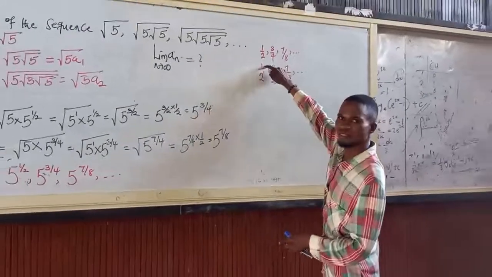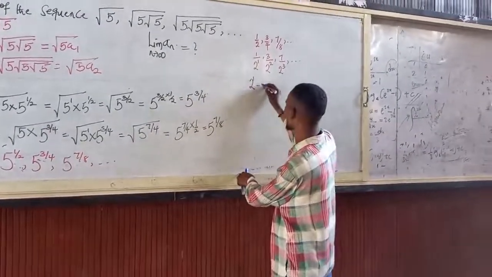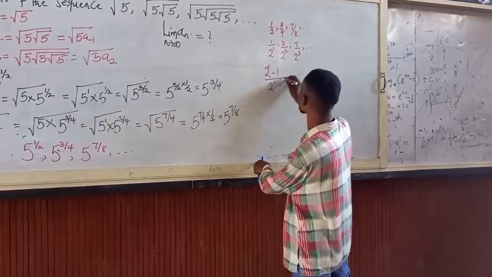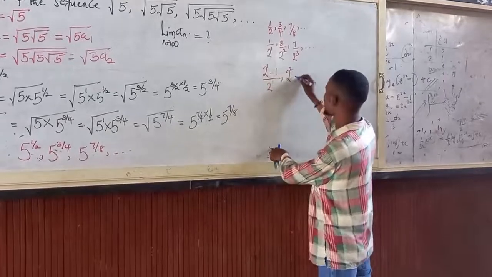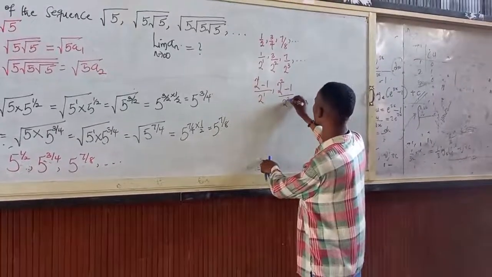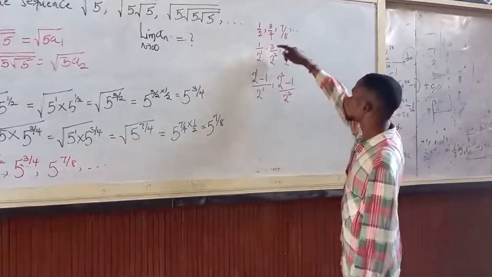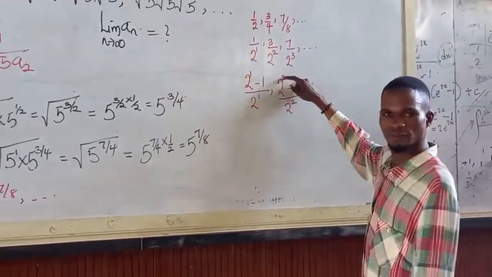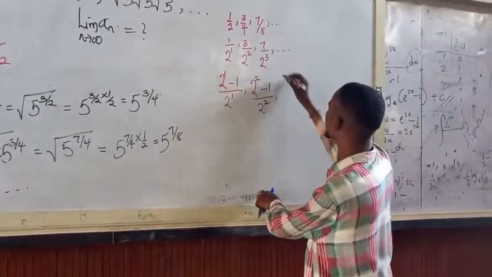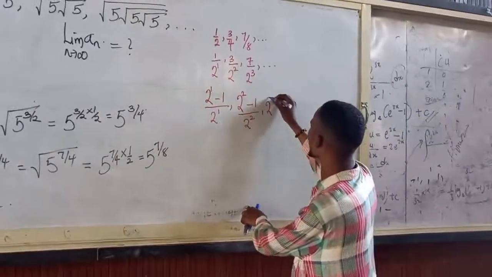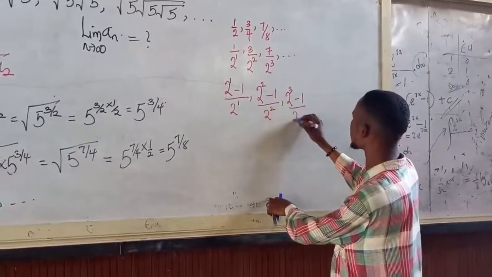And this one is the same thing as 2 raised to the power 1 minus 1 all over 2 raised to the power 1. And this thing is the same thing as what? 2 raised to the power 2 minus 1 all over 2 raised to the power 2. Because 2 raised to the power 1 is 2, 2 minus 1 is what? Is 1. Now this is 3. 2 raised to the power 2 is what? 4. 4 minus 1 is what? Is 3. Now this can be written as what? 2 raised to the power 3, which is 8, minus 1 is what? Is 7 over what? 2 raised to the power 3.